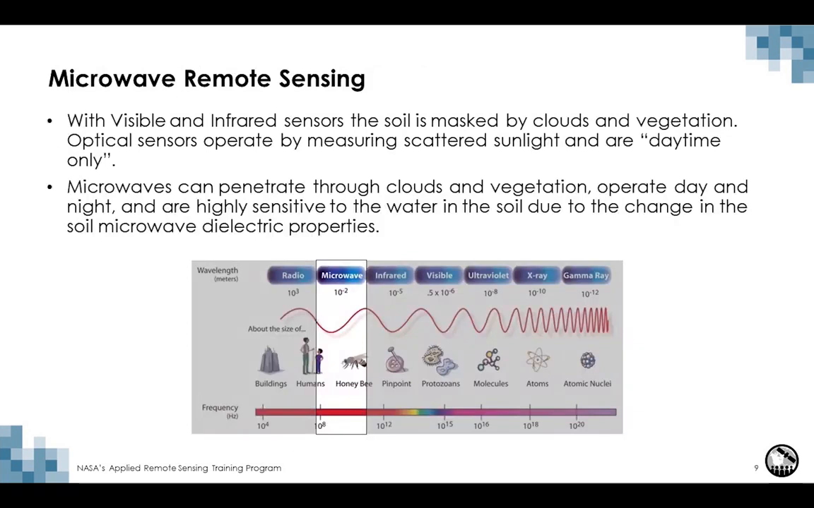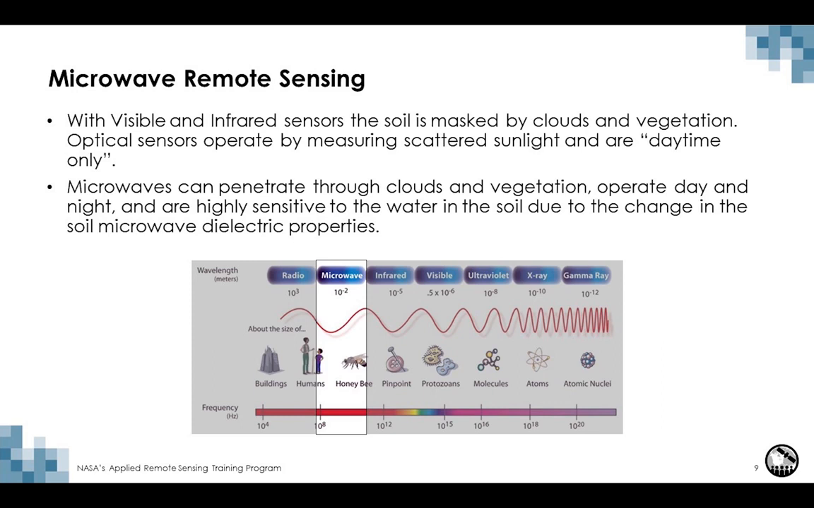The use of L-band in the microwave range has certain advantages, as mentioned earlier. First, it's not significantly attenuated by clouds and rain, as opposed to visible and infrared images where clouds often mask the surface of the earth. Also, second, we can see the surface of the earth and make measurements day and night. Other advantages is that microwaves are sensitive to the water in the soil due to the dielectric properties of the soil, and these can change significantly between wet and dry soils.